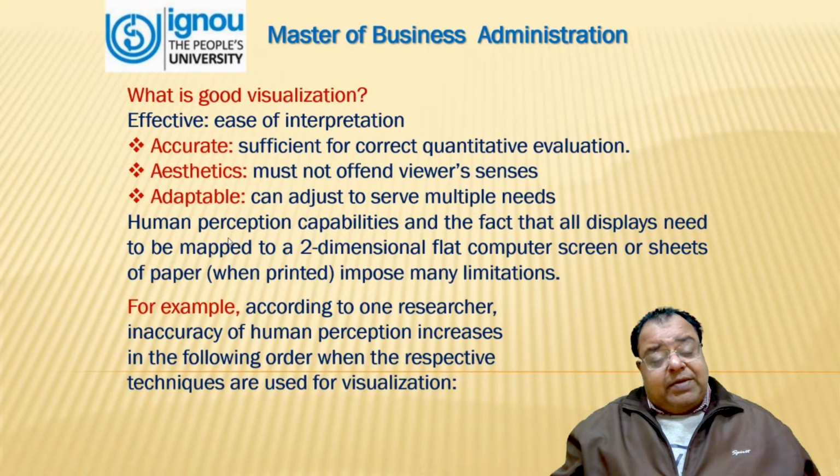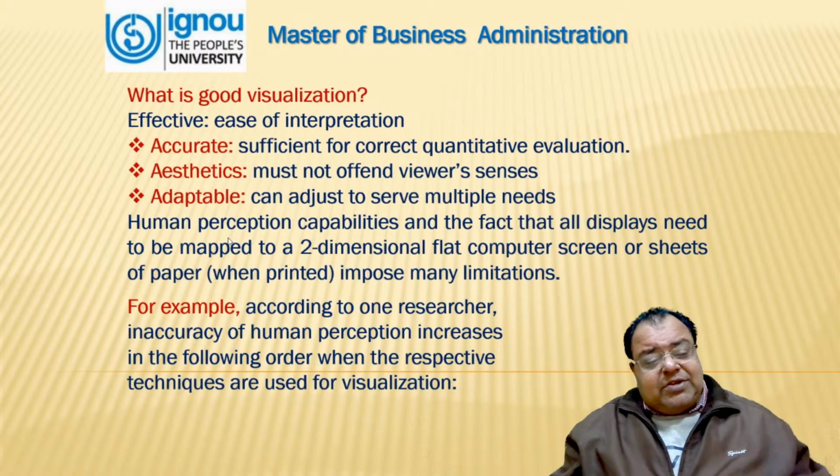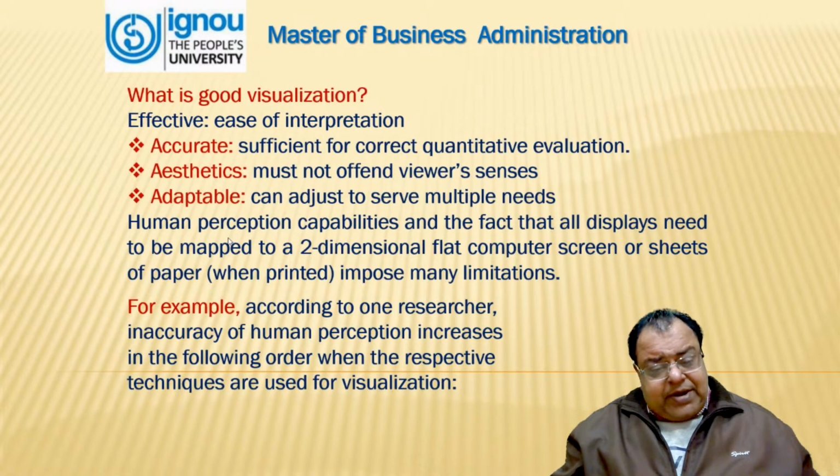Effective: ease of interpretation, it should be accurate, sufficient for correct quantitative evaluation. Aesthetics: it must not offend viewers' senses, and adaptable, adjustable to serve multiple needs. Human perception capabilities and the fact that all displays need to be mapped onto a two-dimensional flat computer screen, or sheets of paper when printed, impose many limitations.